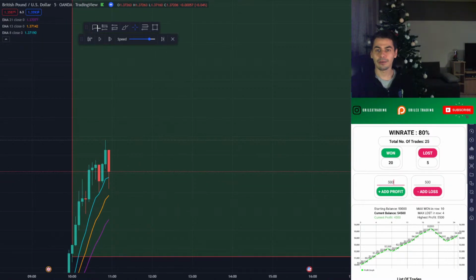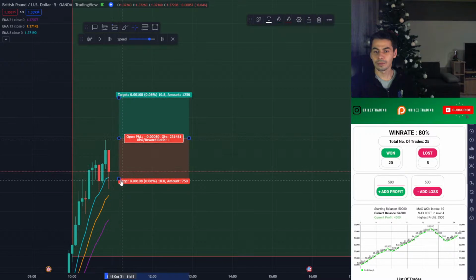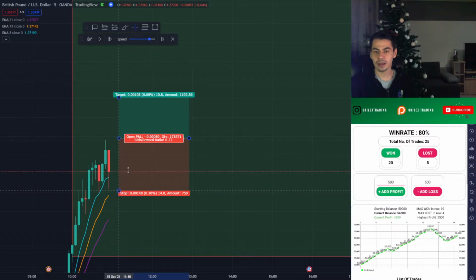Okay, so we have a valid entry here. Set the stop loss below this candle, and let's see if we get triggered into this one.